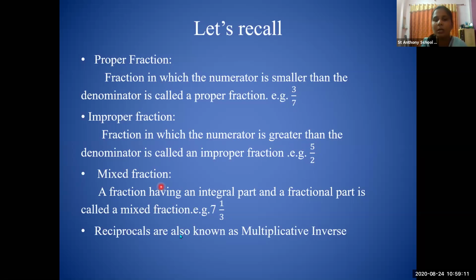Now what is meant by reciprocal? Reciprocal is also known as multiplicative inverse. Here one new term is there, don't get confused. Reciprocal is also known as multiplicative inverse. I'll tell you how.